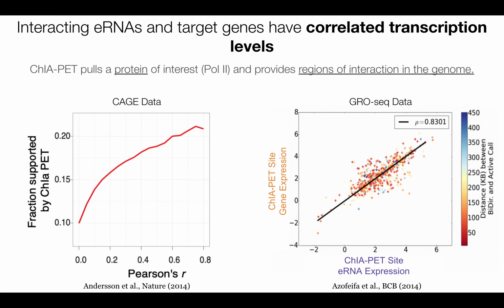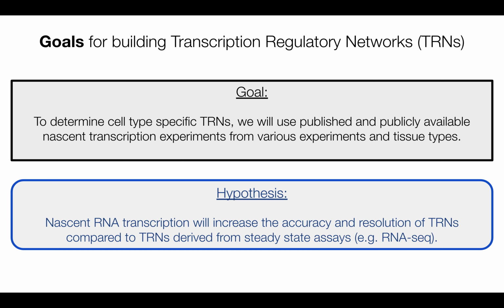Different studies have looked at interacting enhancers and genes in 3D space, and essentially looking at the transcription of these enhancers and genes on the left, which is looking at CAGE data, and on the right, looking at GRO-seq data. What they found is that when enhancers and genes are interacting in 3D space, their transcriptional levels are actually highly correlated. And so this suggested that we could link enhancers to target genes based on the transcriptional levels of the enhancers and genes. So the goals of this project are to build transcriptional regulatory networks using nascent RNA sequencing data.